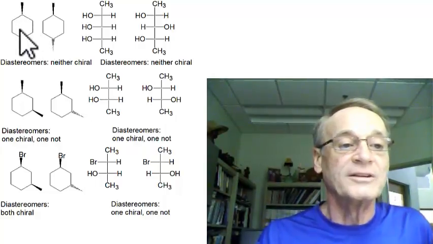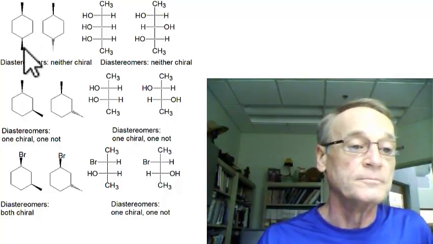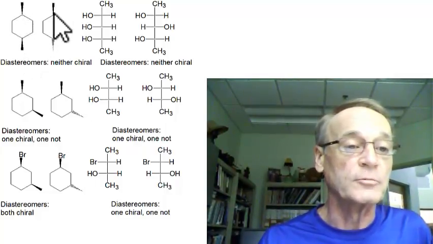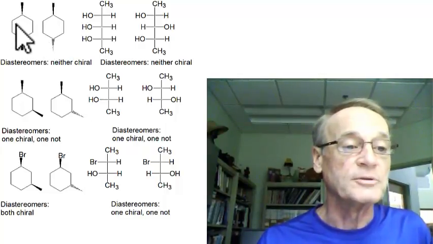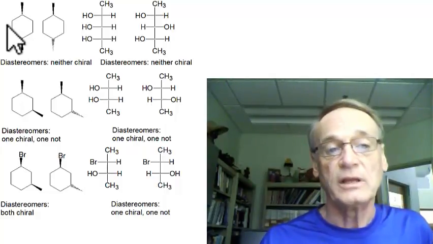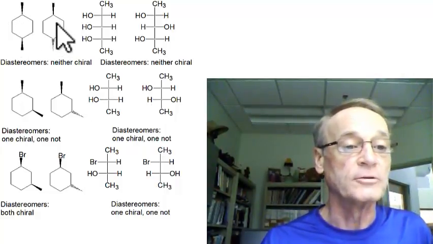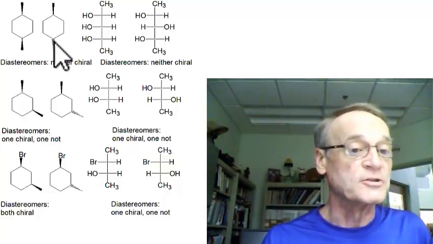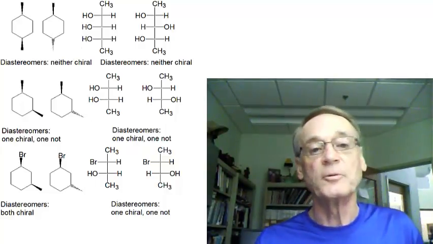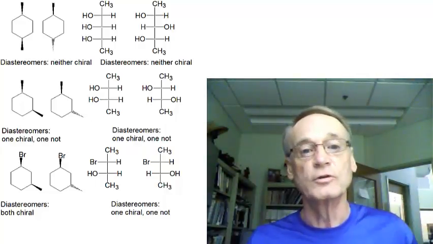And yet, notice that this is not a chiral molecule because it has a plane of symmetry right down through the middle, as does this. This one also happens to have a plane of symmetry right through there as well. The fact is that if there's a plane of symmetry, then it's an achiral molecule. So this is not a chiral molecule, this is not a chiral molecule, but they are diastereomers. So there's an example of 2 molecules that are diastereomers of each other, neither one of which is chiral.